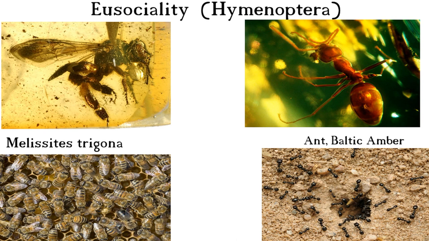Eusociality was not a new development in the Paleogene, but what was new was the dominance of it. Social insects start to dominate the fossil record in higher numbers, and even today, social hymenopterans such as wasps, ants and bees are some of the most common and prominent insects in most ecosystems.